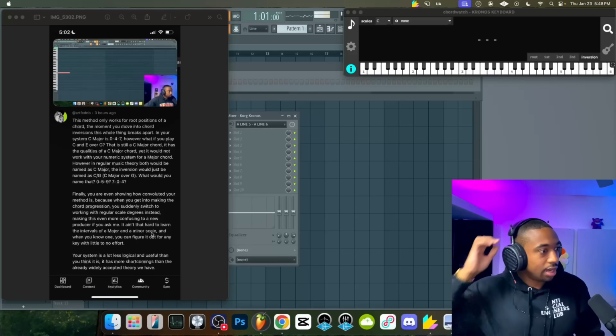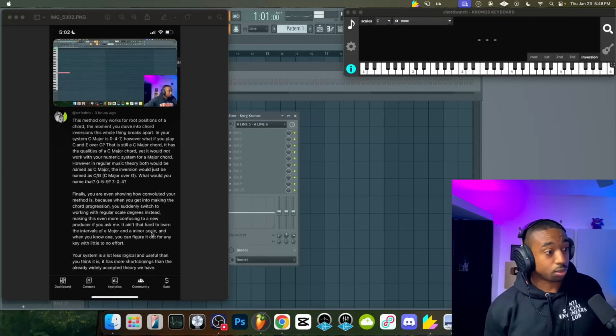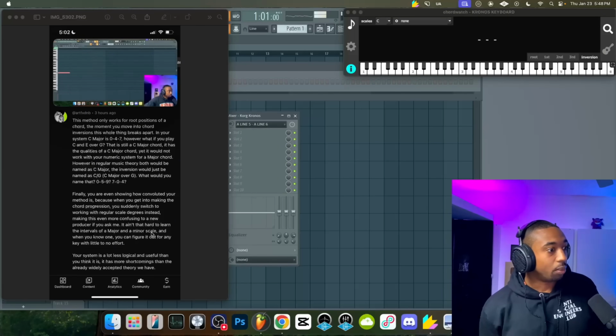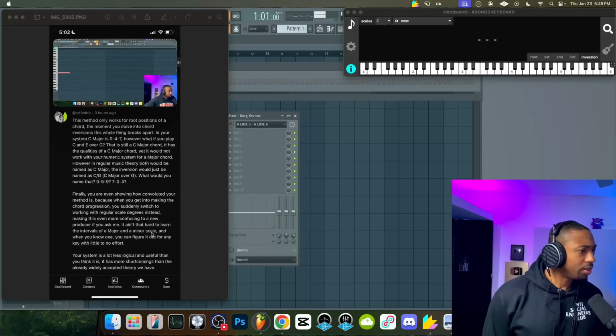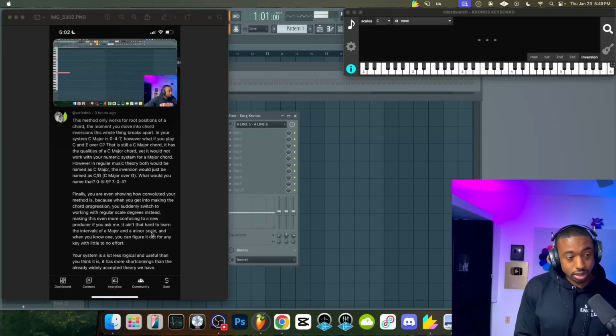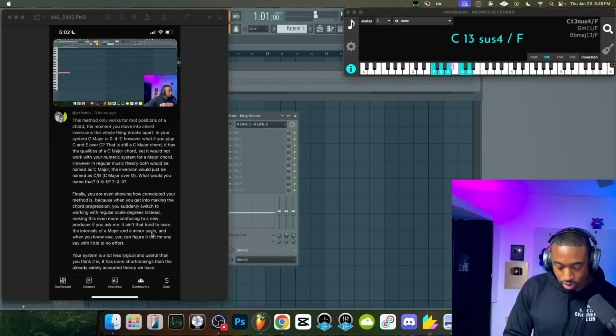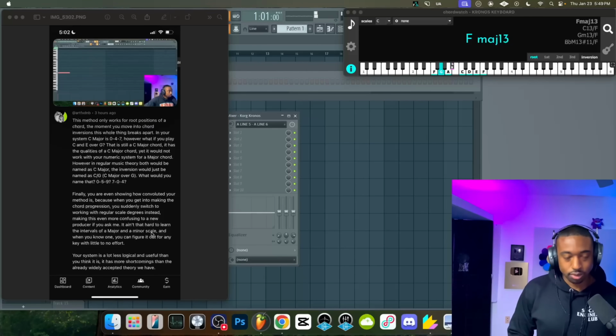Okay, and then he says, it ain't hard to learn the intervals in the major and minor scale. I never said it was hard. I said it was more complex. And when you know one, you can figure out the other for any key with little to no effort. That's not really true, because I could tell you the C major scale, but the F major scale, I have to sit here and figure it out. Okay, tonic, whole, whole, half, whole, whole, whole, half. That takes a lot of work, and then I have to memorize the notes.